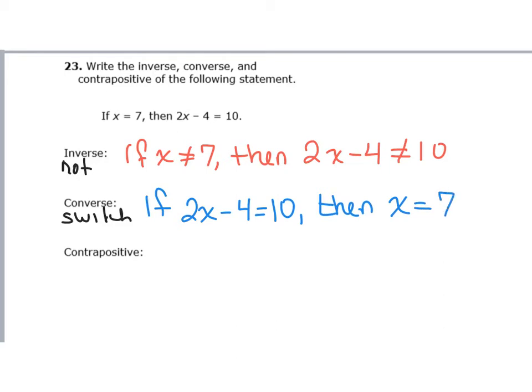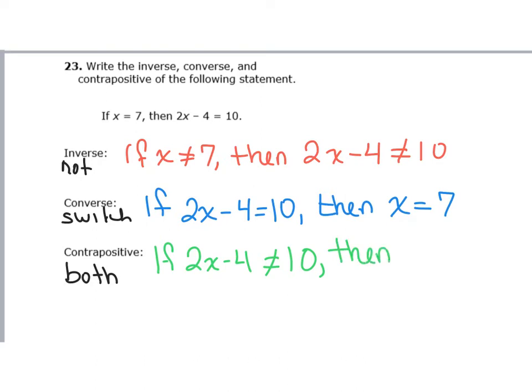And then the keyword for contrapositive is both. So on this last one, I need to do both. I'm going to start with the second part. If 2x minus 4, but instead of equals, I'm going to say is not equal to 10, then x equals 7, but I'm going to say x is not equal to 7.